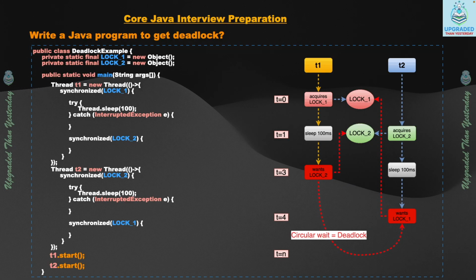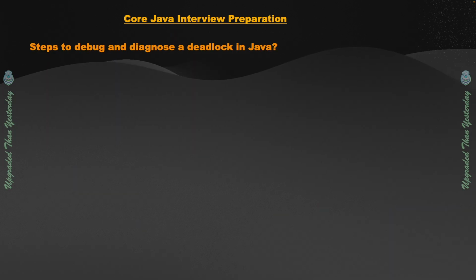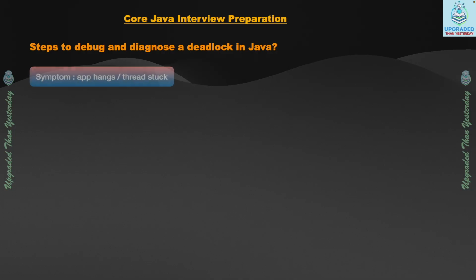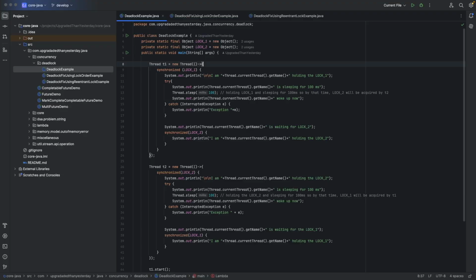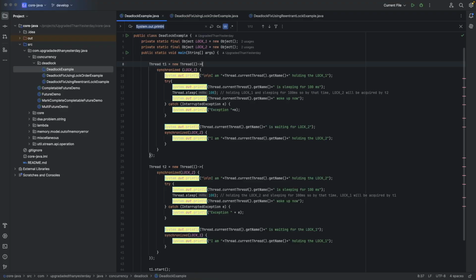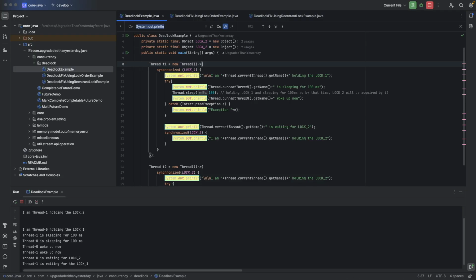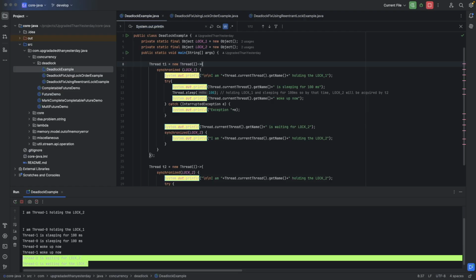Let's run this program in the IDE to see if it is really going into deadlock. Let's revisit the steps. The initial step is to find the symptom of the deadlock in the application log. Look at the code. Here I have added a few print statements to know the execution status. Let's run this program. Look at the application log. Since both the threads are waiting for the resource, the program is not getting completed, so it is indicating that the program is in deadlock.